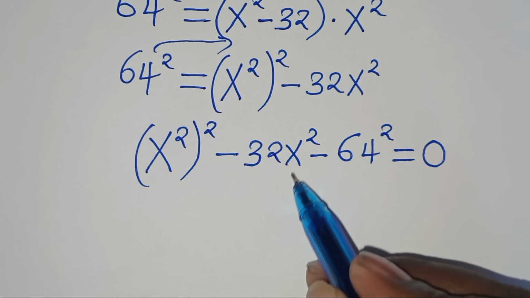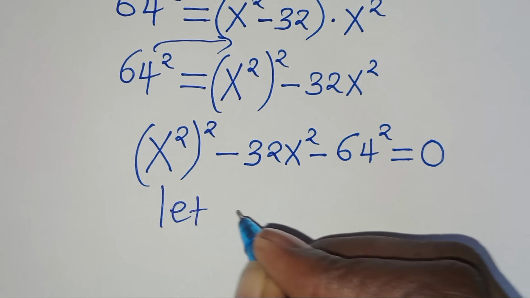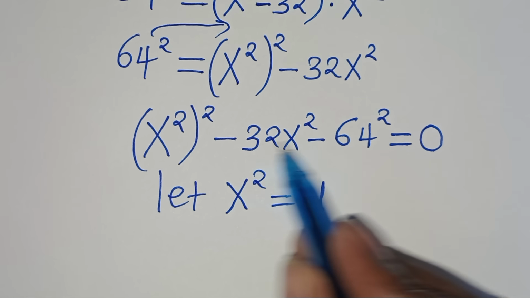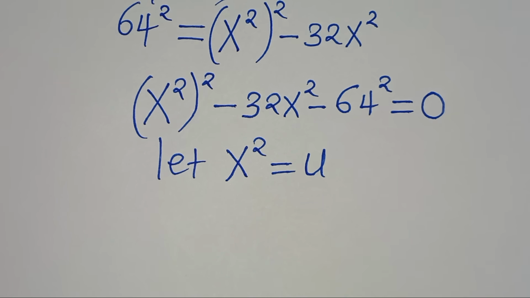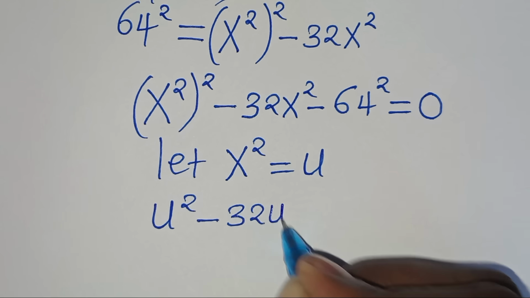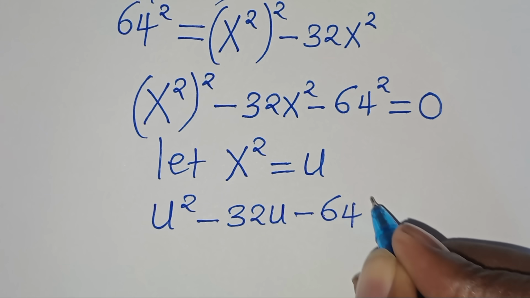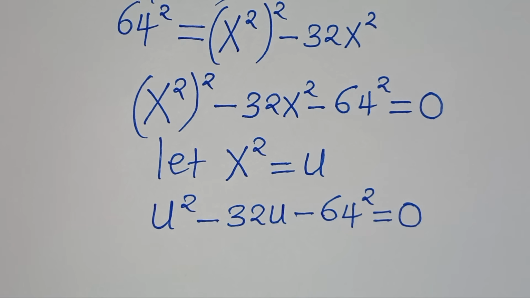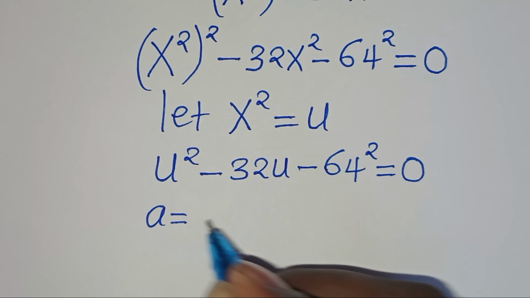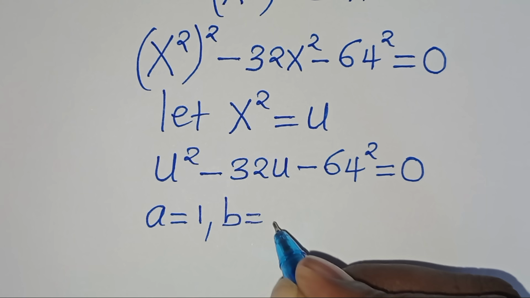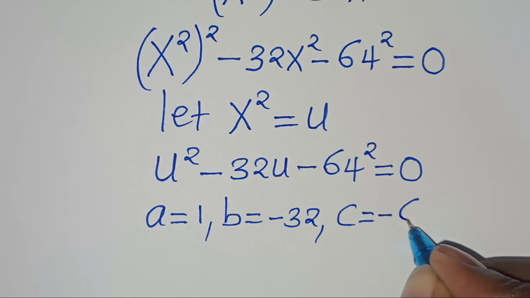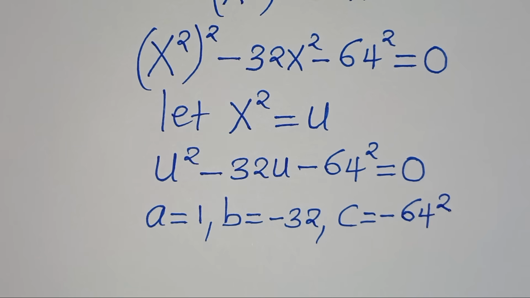Now we have that x squared is common here, so we can let x to the power of 2 be equal to u. So let us express this equation in terms of u. So we have u squared minus 32 u minus 64 to the power of 2. This is equal to 0. So this is a quadratic equation where we have a is equal to 1, b is equal to negative 32, and c is equal to negative 64 raised to the power of 2.